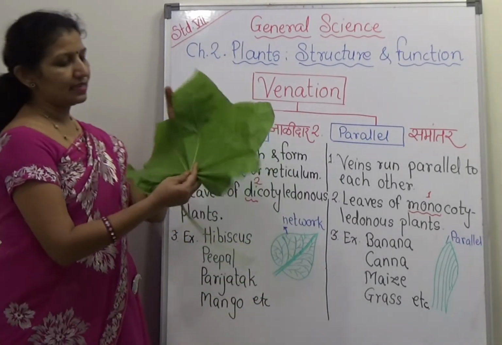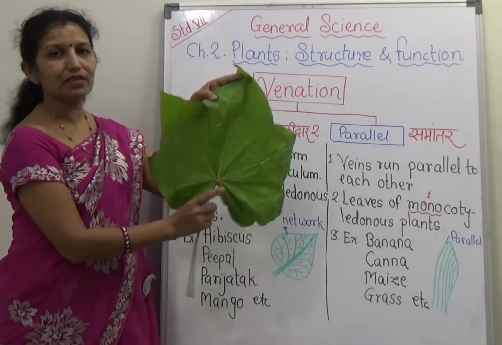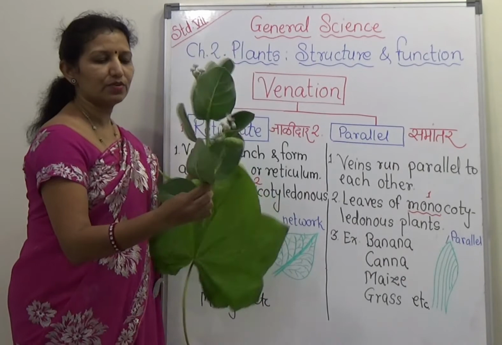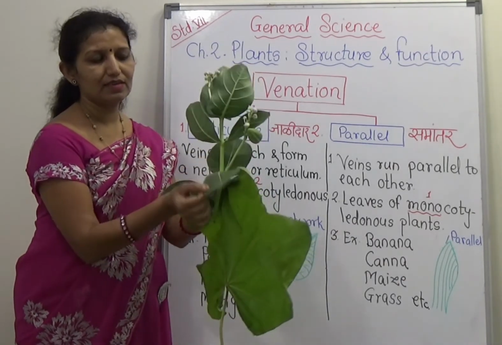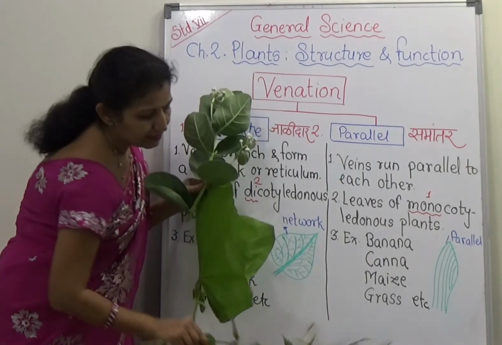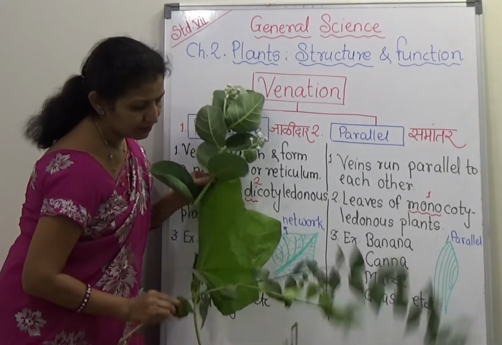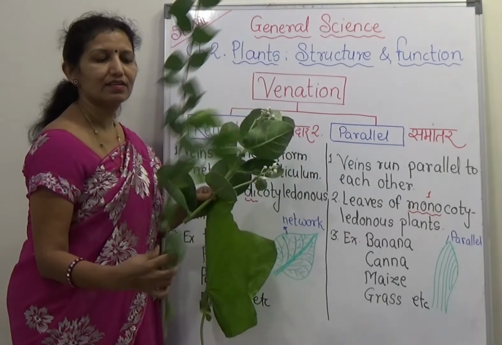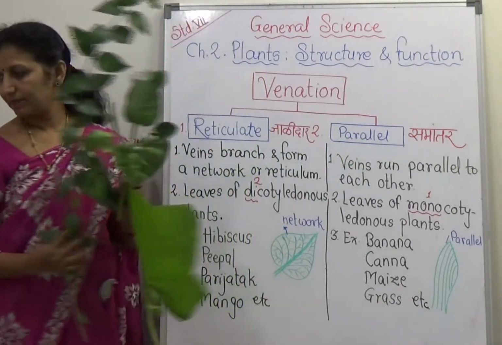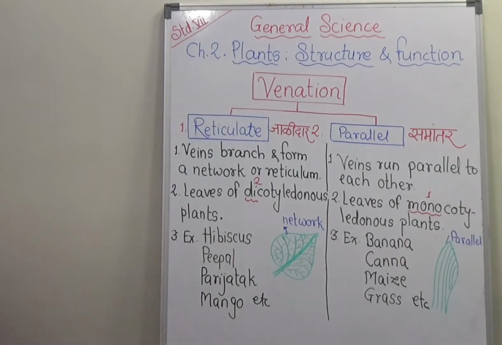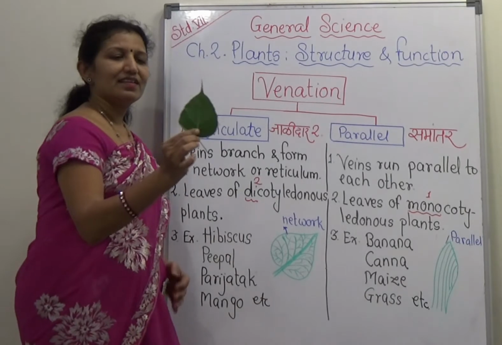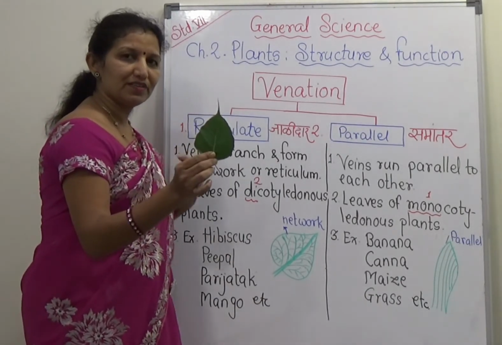See, these are the examples of reticulate venation. Maple leaf, this calotropis leaves, they are having reticulate venation. Then the leaves of parijata are also having reticulate venation. Peepal leaf is the best example of reticulate venation.